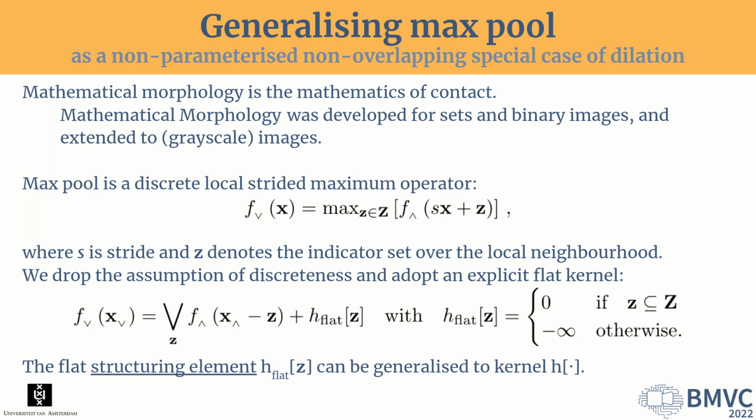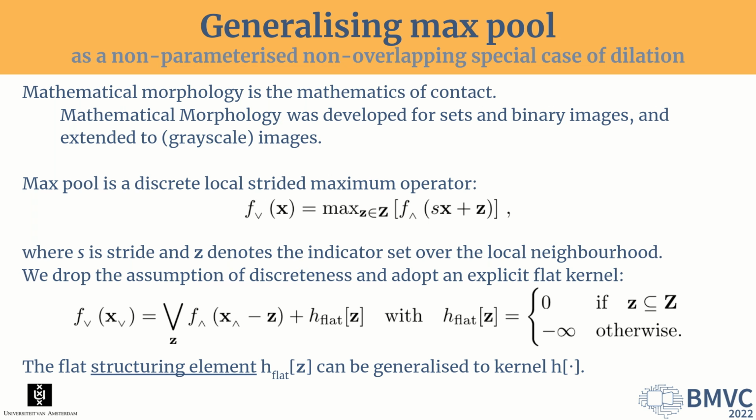Nowadays, people actually use mathematical morphology to build neural networks called morphological neural networks. In addition, morphological layers could be integrated in CNNs, which is what we're interested in this paper. MorphPool is a discrete local strided maximum operator, shown in the middle of the slide here, with stride S, actually always 2, and Z, the indicator set over the local neighborhood, which actually also always is a 2x2 patch.